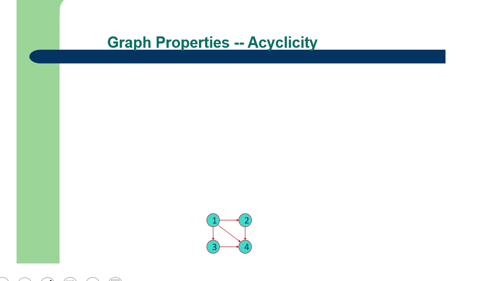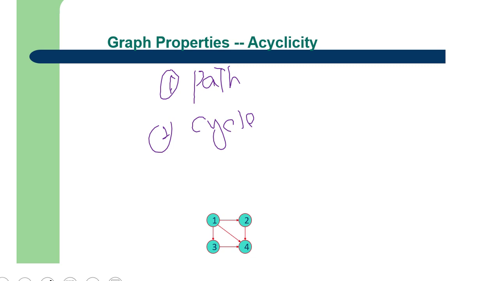Now we will study two concepts. First one is a path and second concept is a cycle. What is the difference between a path and a cycle? In a path, we start from any node. For example, this node is a U node and we want to reach the node that is a V node.